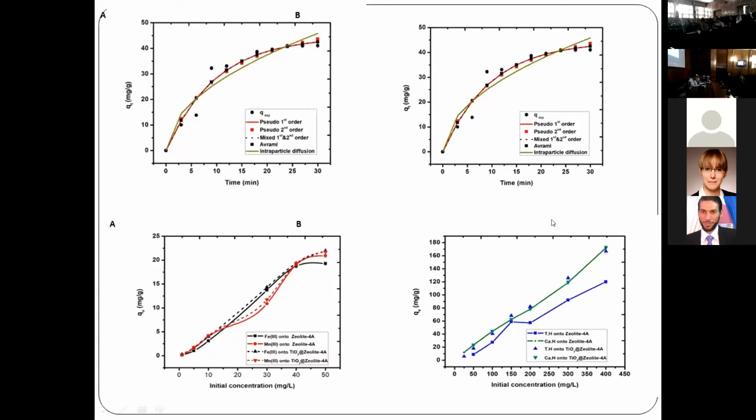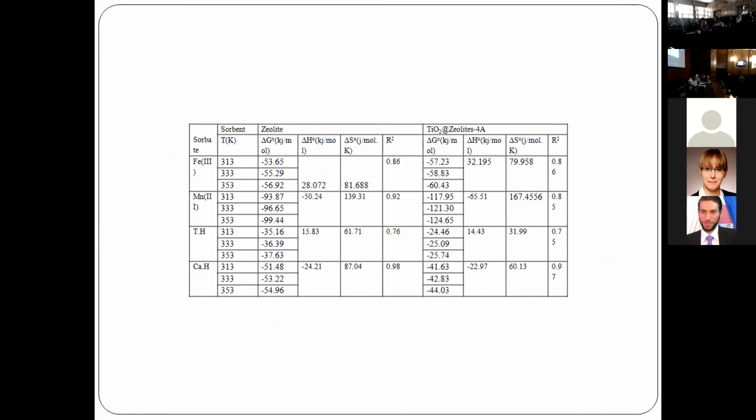Also for the total hardness, we found the exchange capacity increasing with increasing the concentration of total hardness. That shows a higher adsorption capacity and affinity of the prepared material to remove these ions from the water before pumping it to our system.